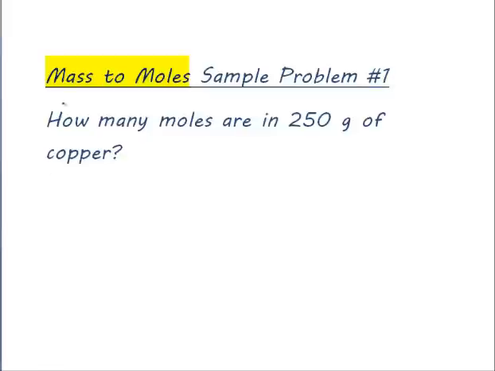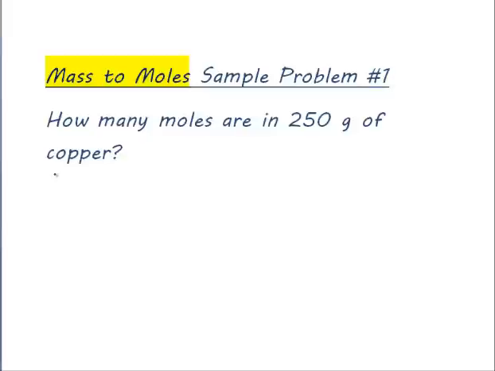I want you to notice how I've highlighted the phrase mass to moles. Okay? We can make the reverse calculation, which we're going to do here in a few moments, but right now I want to make sure that you're quite clear. These are mass in grams to mole conversions. And our first one simply deals with an element. The element is copper, element number 29 on our periodic table. And the first question I need to ask is, what is the average atomic mass of copper?